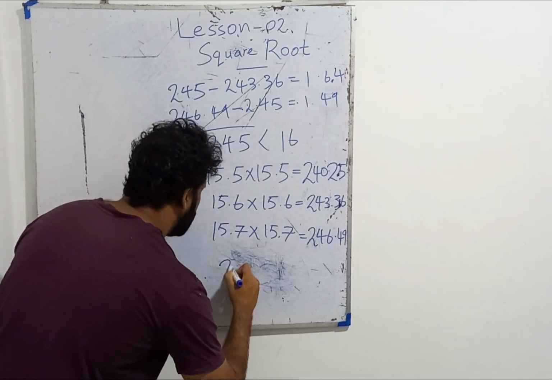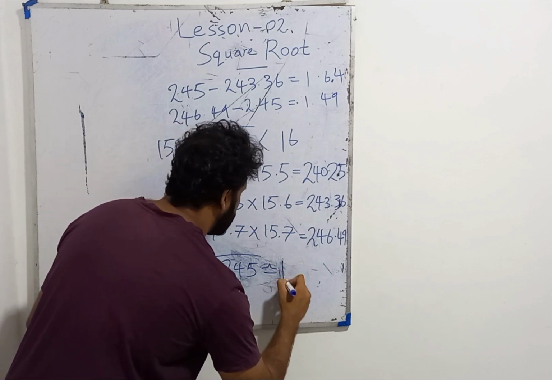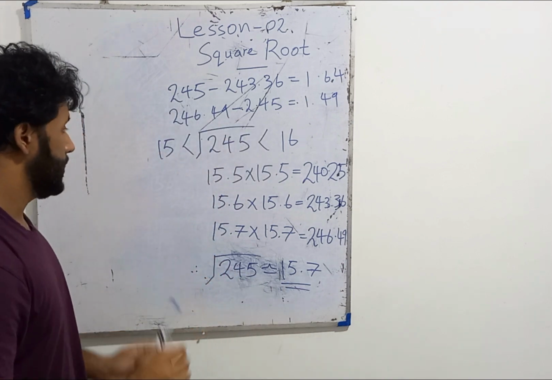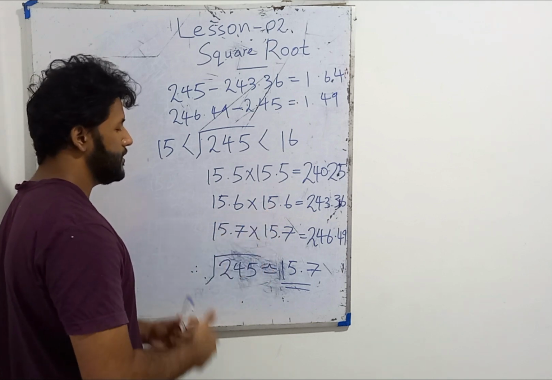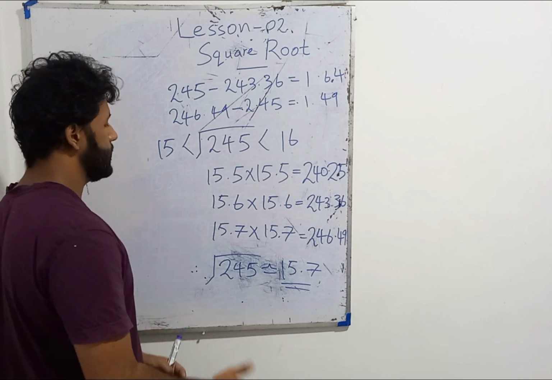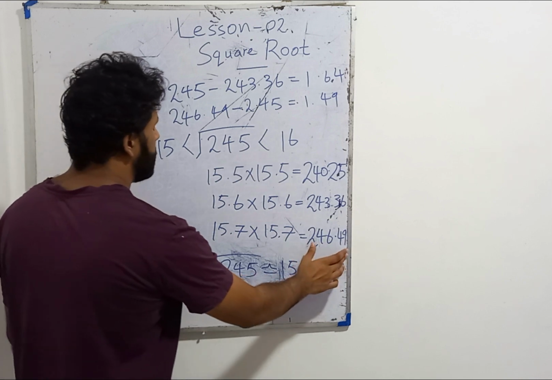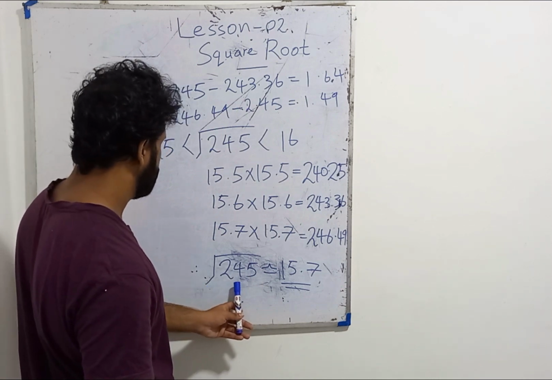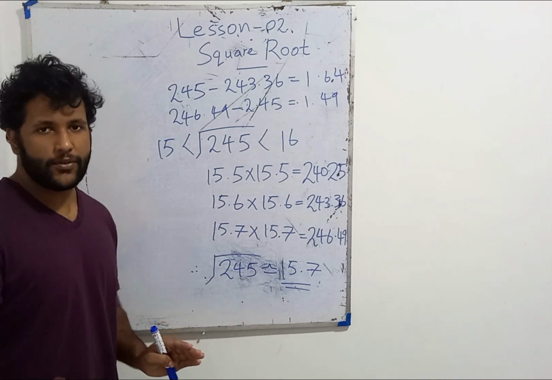Approximately, the square root of 245 is equal to the first approximation 15.7. If you want me to multiply this out, that's actually useless because the video is going to be longer, so I didn't do that. It's very simple, you can multiply these decimals. I hope now this is okay.